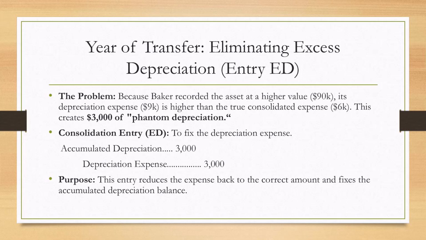We eliminate this with consolidation entry ED. We credit depreciation expense to reduce it by $3,000, and we debit accumulated depreciation to fix the balance sheet. This entry must be repeated every single year for the remaining life of the asset.